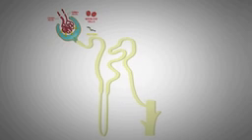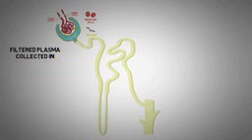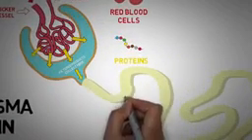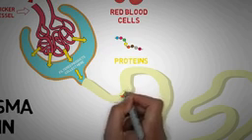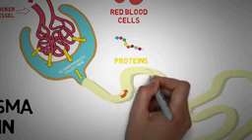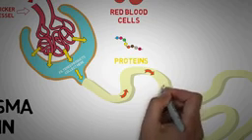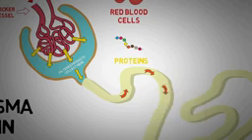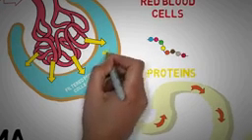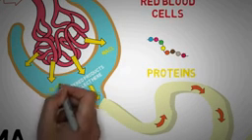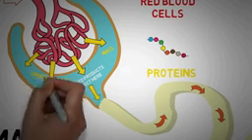The plasma that gets filtered into the Bowman's space is known as the glomerular filtrate. The glomerular filtrate next moves into the renal tubule where it is further processed to form urine. This further processing is very important as the initial glomerular fluid that is filtered into the Bowman's space contains a lot of things that shouldn't be excreted out with urine, like sodium chloride, glucose, amino acids, and excess water.